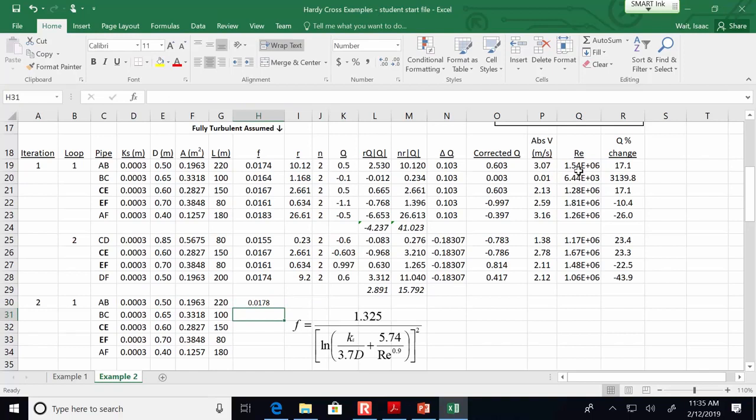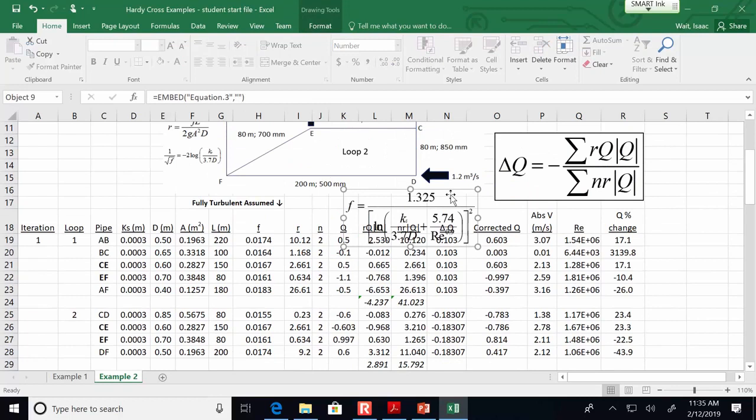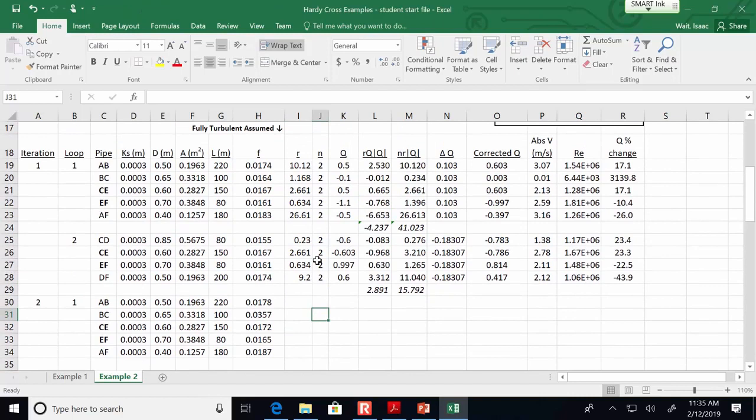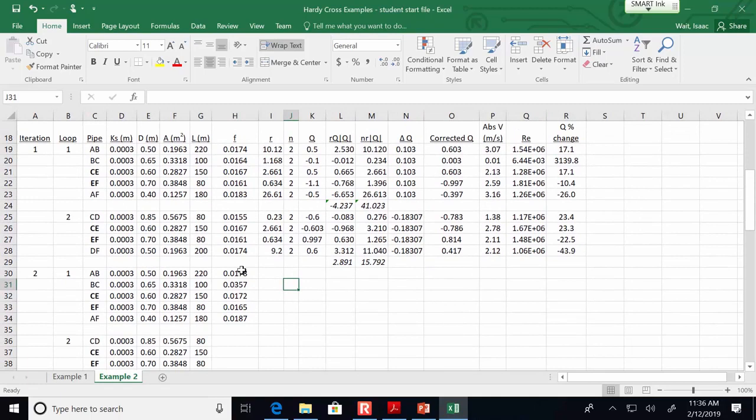Okay, so this F value, you can see, is a little bit different from the F value when we were assuming fully turbulent flow. And it's more than just the updated flow rate. We're using the full version of the Jane equation now. And you can drag that down through all of them. The text seems smaller. That's weird. I guess I had formatted it weird, so let's make it back up to size 11. I'll move this Jane equation out of the way. I might need it later, so I'm not going to just delete it. Okay, the R values. I guess I can drag that F value down through both loops. So let's do that through both loops.